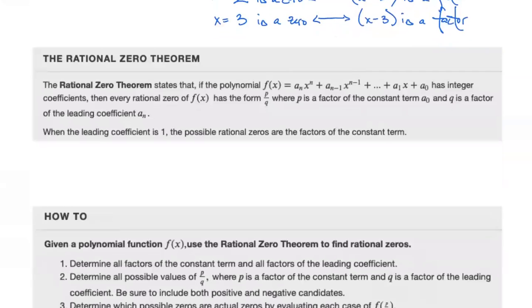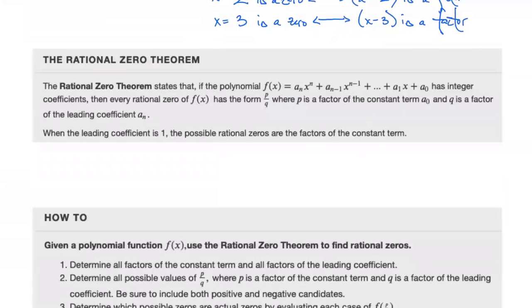There's a second theorem that we used here. I sort of snuck it in there. And that is called the rational zero theorem. The rational zero theorem is what we did when we said, let's list out the possible factors. This is a very fancy way of saying the same thing we had before: that list of P over Q, where P is a factor of the constant term and Q is a factor of the leading coefficient.